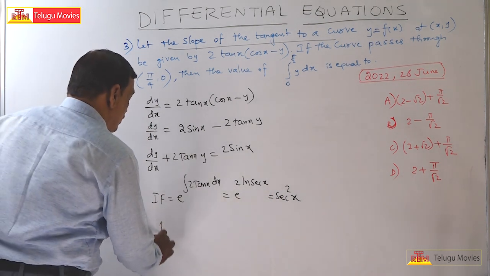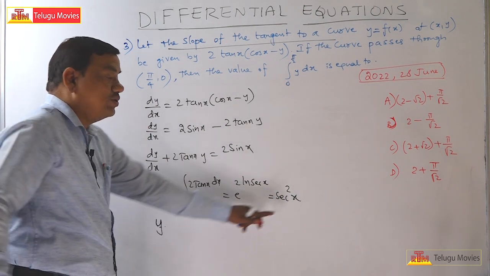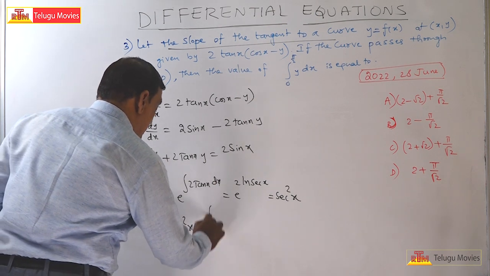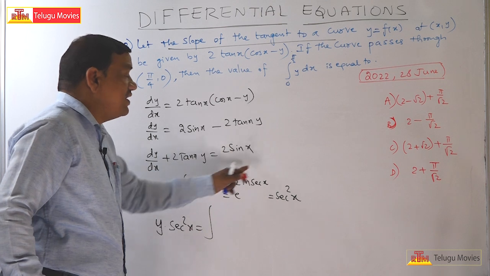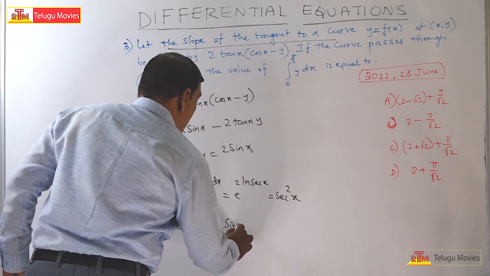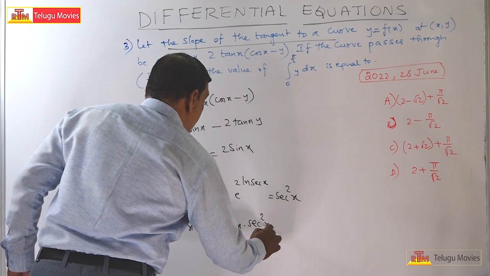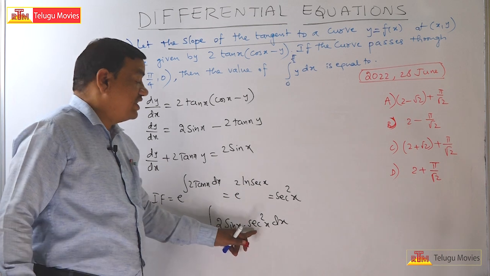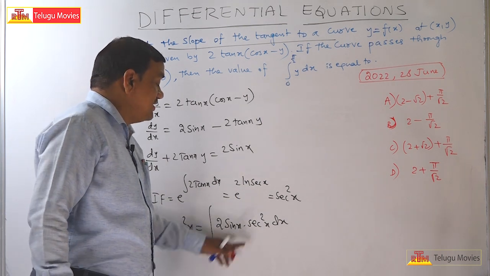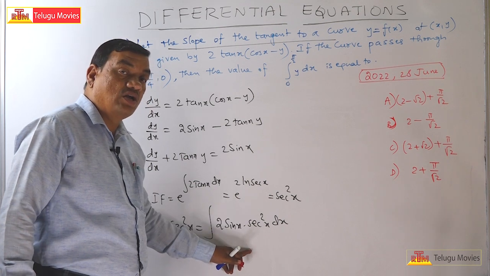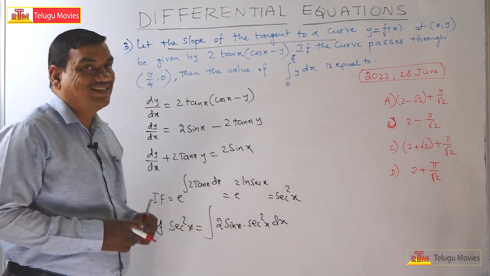So, y into this integrating factor, that is secant square x, is equal to the integral of 2 sin x into secant square x dx. Now if you observe secant square x, that means secant x into secant x. One secant x, put it as 1 by cos x, sin x by cos x, tan x.